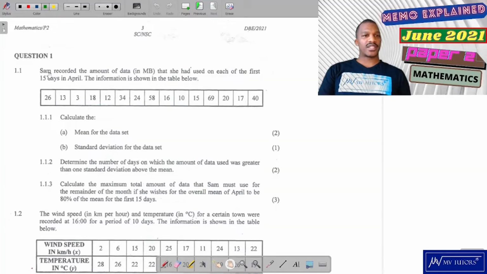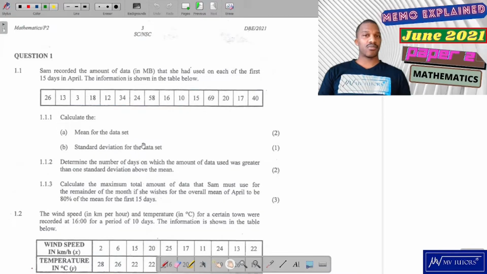Cool. So it says Sam recorded the amount of data in megabytes that she had used on each of the first 15 days in April. The information is shown in the table below. So there we go. We got the megabytes there. Now it says calculate the mean, and also in B, the standard deviation.